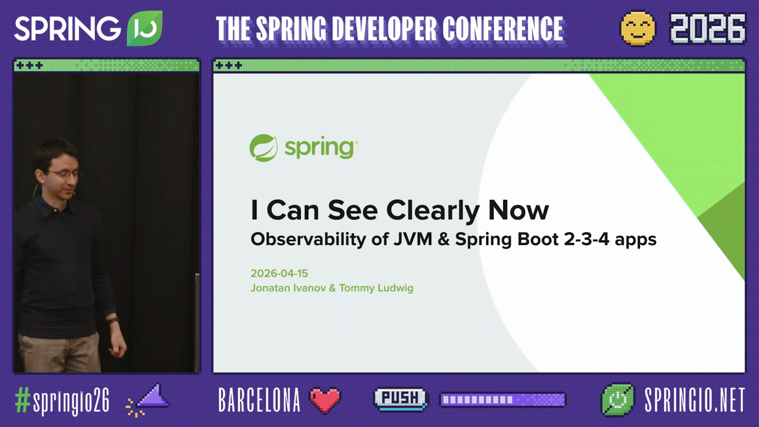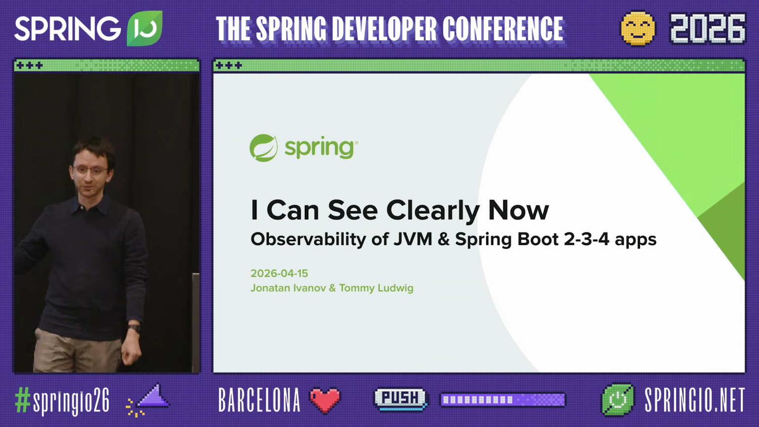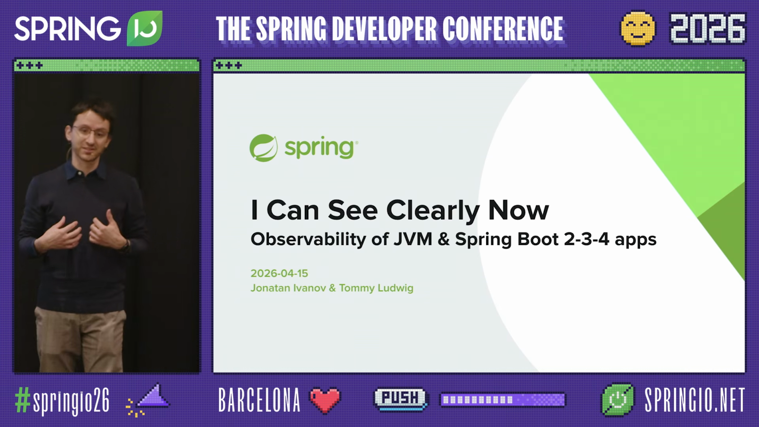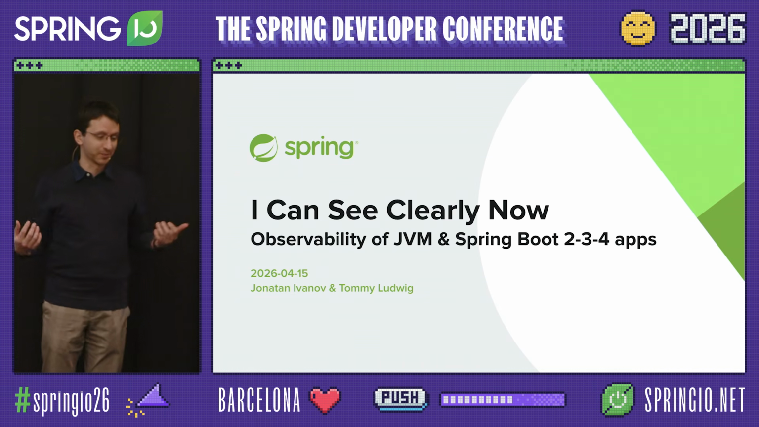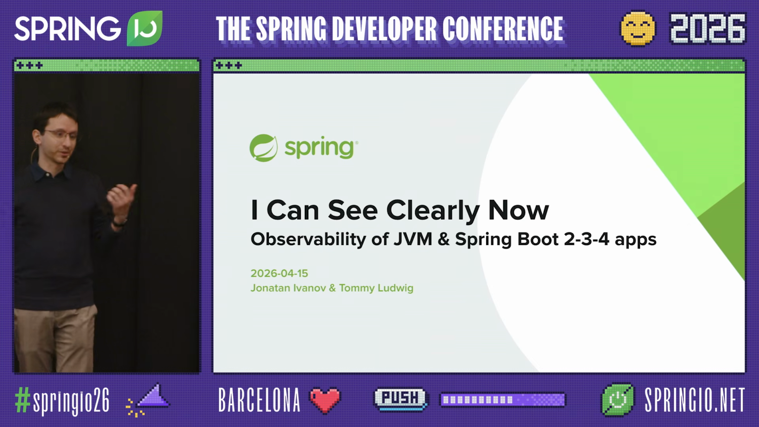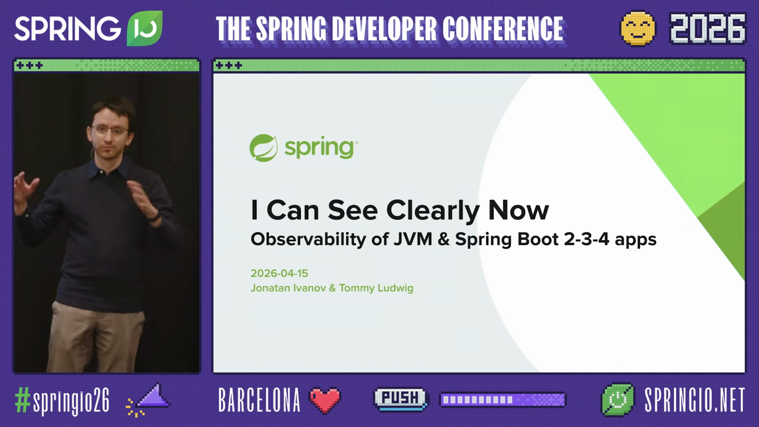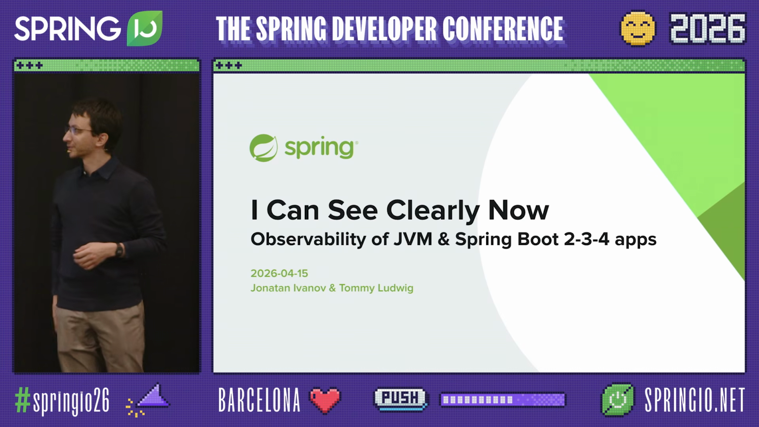Welcome, everyone. This is the observability talk. I can see clearly now. Hopefully, at the end of the talk, we will see clearer about application observability. This is about observing JVM applications and Spring Boot, different versions of those as well.